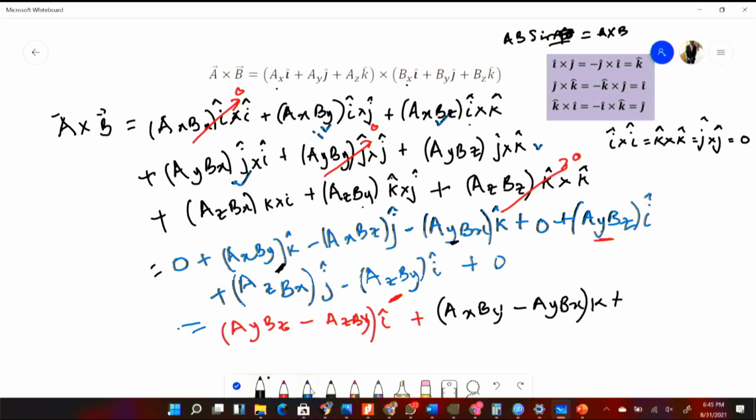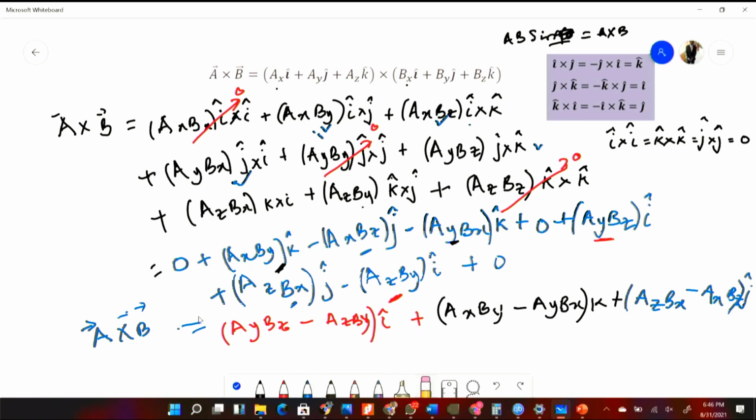Then let's have our final value, which is our j. Let's look for our j. We have this one and this one. So let's start with the positive. So we have az bx minus ax bz. And this gives us our j component. So this is what it looks like to find the cross product of two vectors.